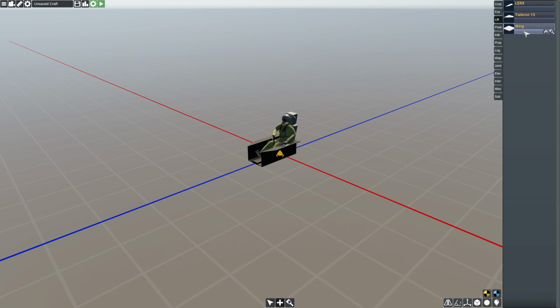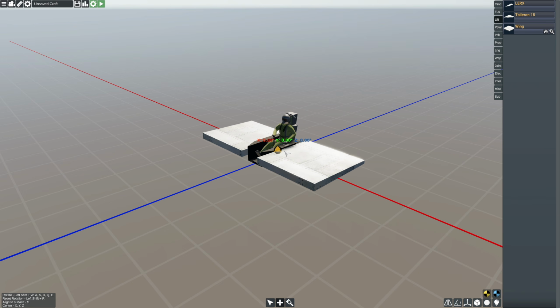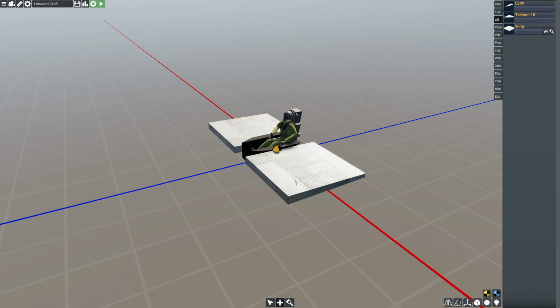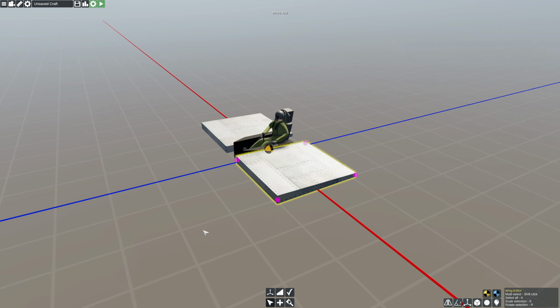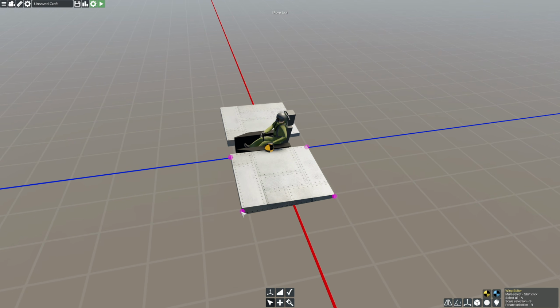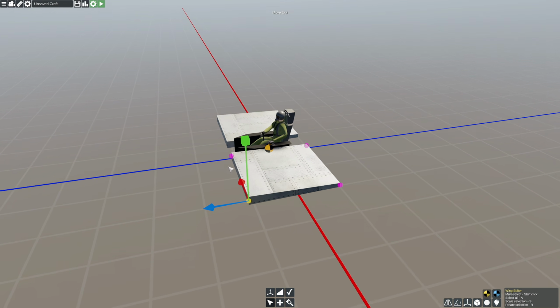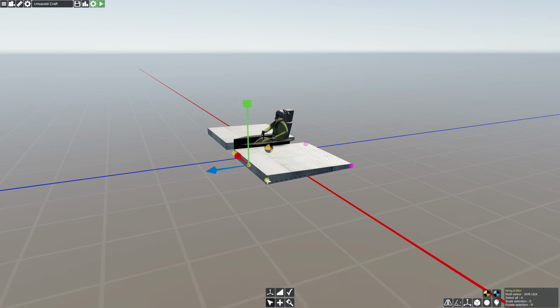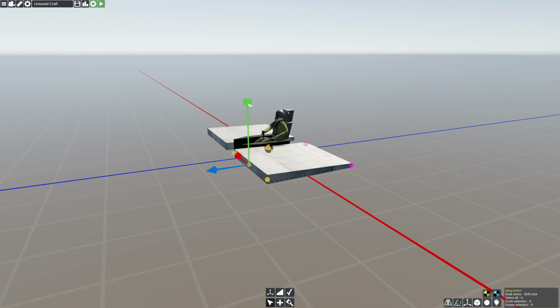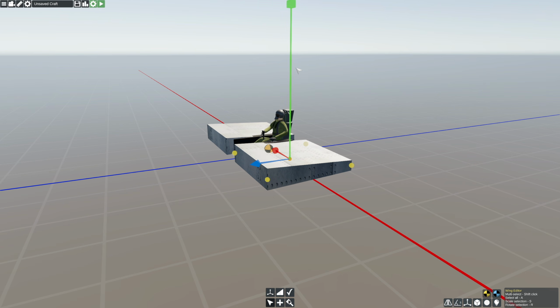Upon placing a wing part and opening the wing editor by either pressing Tab or the Open Wing Editor button, we are presented with a set of 4 nodes which can be moved around to adjust the wing shape. Adjusting the green scaling vector will change the thickness of the selected nodes. To select multiple nodes at once, hold Shift while clicking them.